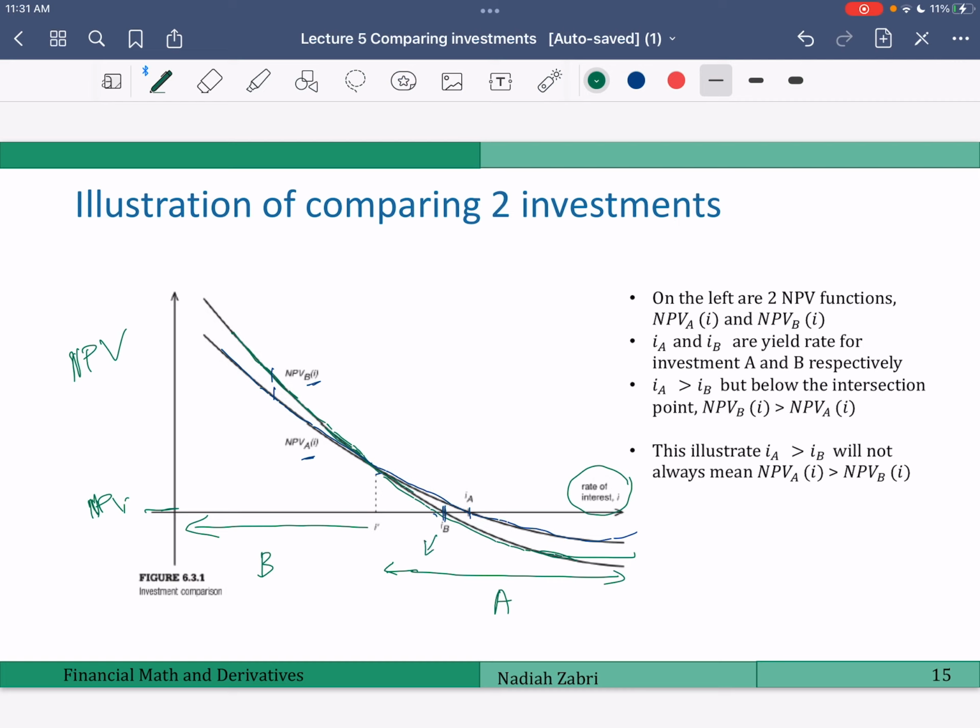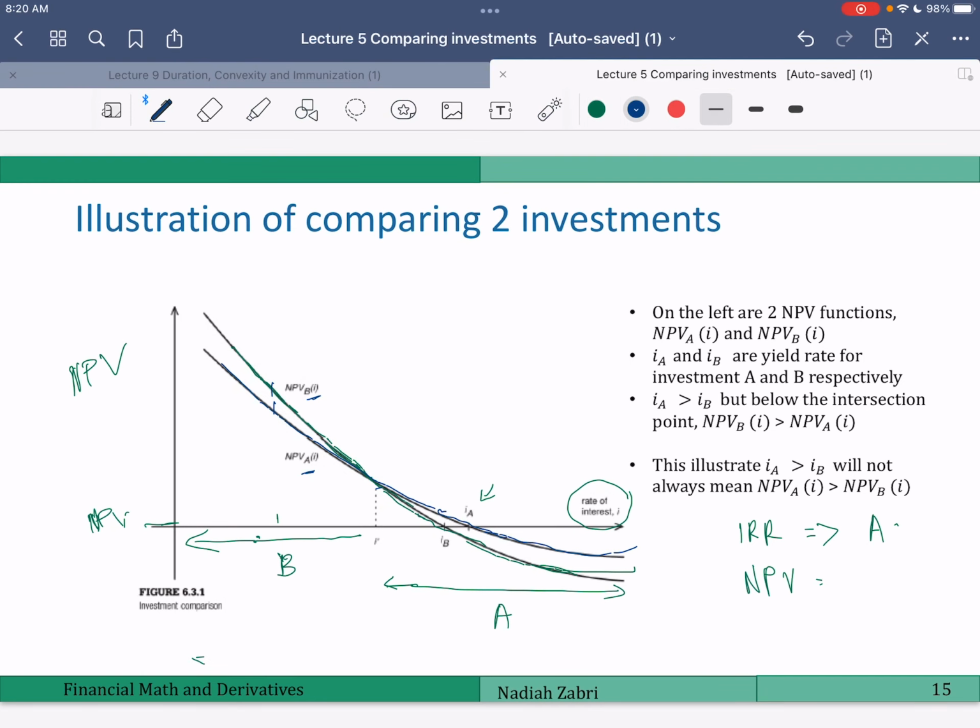So the IRR for B is here, and the IRR for A is here. So if we are deciding using IRR, we will certainly choose A, because the IRR is higher. But when we use NPV, it is dependent. It is dependent on what is the I chosen for project A and what is the I chosen for project B, that is appropriate for each project.